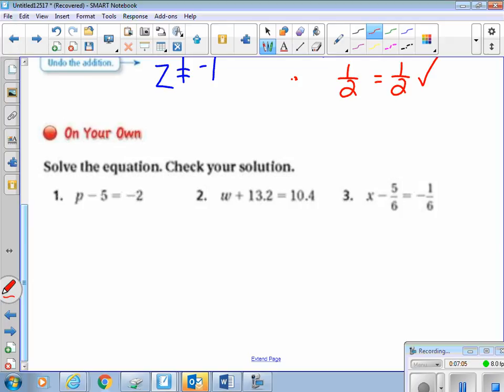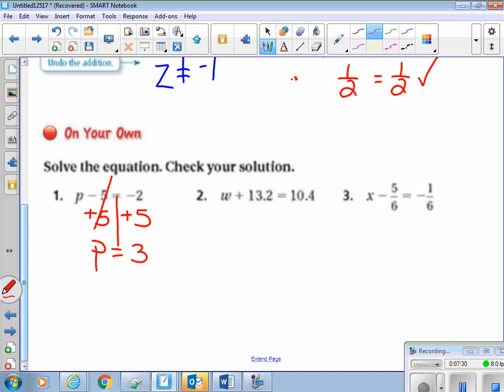So in number 1, we're trying to get rid of a minus 5. The opposite of minus 5 would be to plus 5. And we're going to do that to both sides of the equation. Here I have my inverse operations. They cancel out. Negative 5 plus 5 is 0, leaving me with just p. And negative 2 plus 5, my signs are different. I find the difference and take the sign of the higher absolute value, which would be a positive 3.